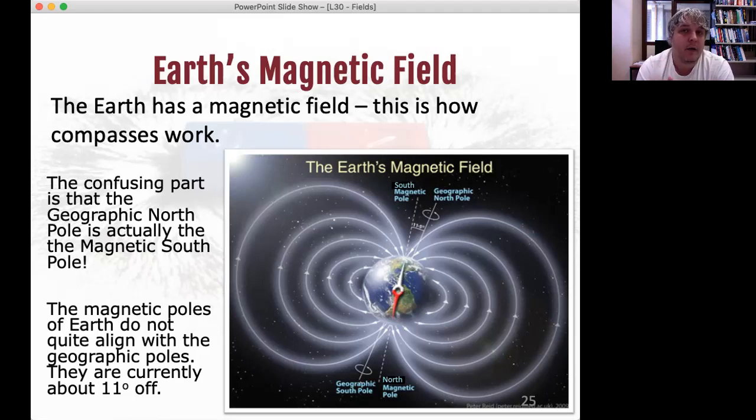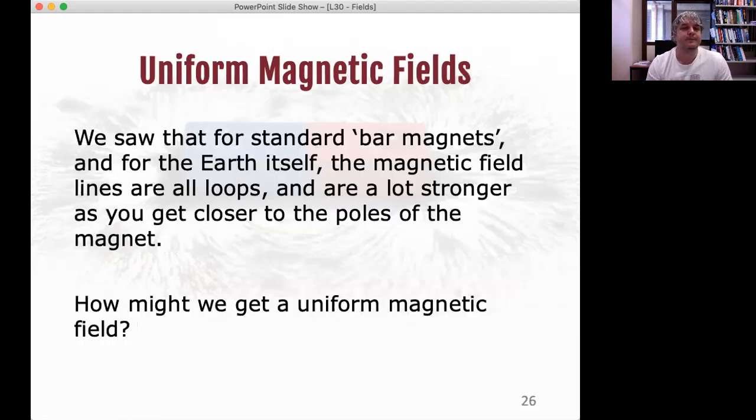And for the most part on Earth, it will point you in the right direction. But if you got very close to the North and South poles, somewhere up in the Arctic or down in the Antarctic, then you would have to be aware of this distinction between geographic and magnetic south and north, so that you could find your way correctly.